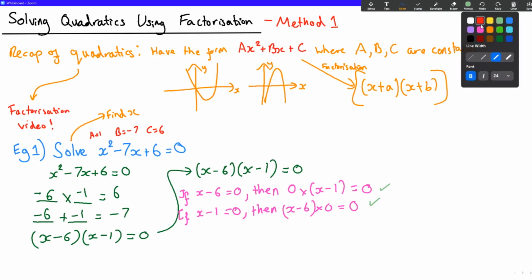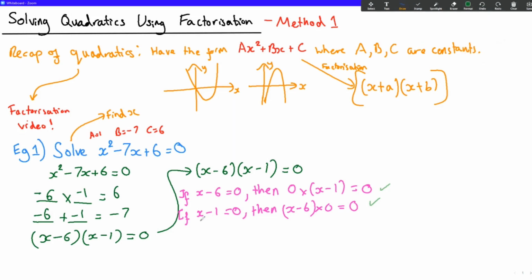Because it equals 0. So now what we can say is, okay, so what does x have to be in these conditions? Well, if we look at the top one, we get x minus 6 equals 0. That's the same thing as if we add 6 to both sides, we get x equals 6. And then this bottom one, x minus 1 equals 0, we can add 1 to both sides to get x equals 1. So these are our answers. X equals 6 or x equals 1.